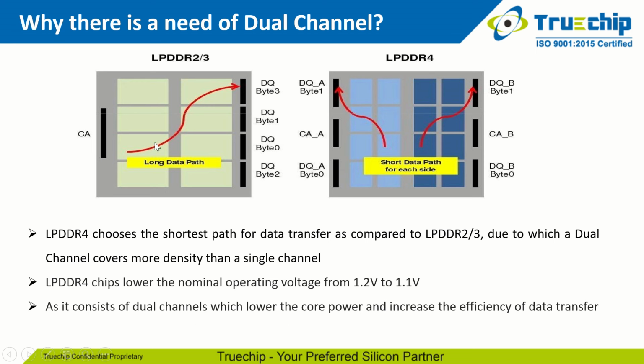All thanks go to the shorter path, which improves operational speed. From the figure you can see in LPDDR2 and 3, if the data is driven from a particular bank, it will be covering a long path to reach the DQ signal. But in LPDDR4 onwards, each channel bank's data will reach the DQ signal faster due to the shorter path available and the availability of more DQ signals for each channel. It also lowers the nominal operating voltage from 1.2 volt to 1.1 volt.